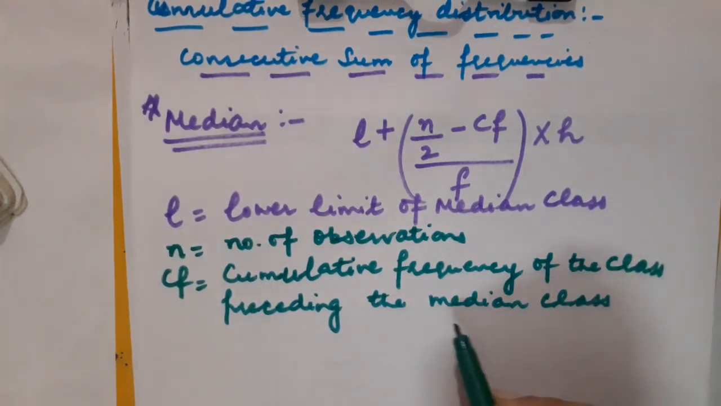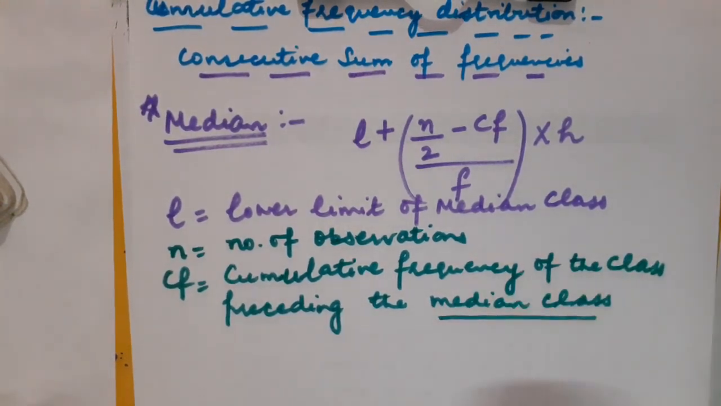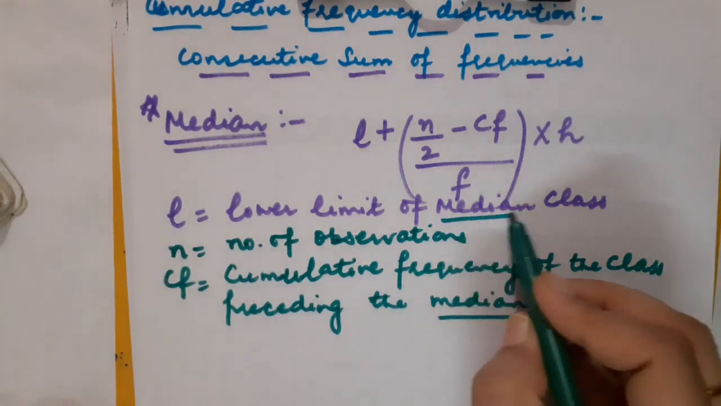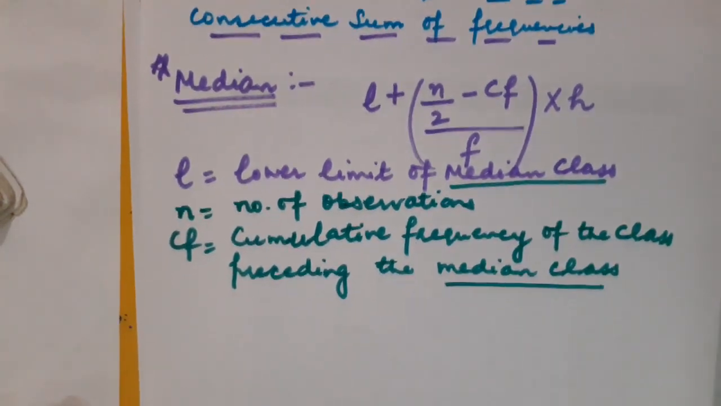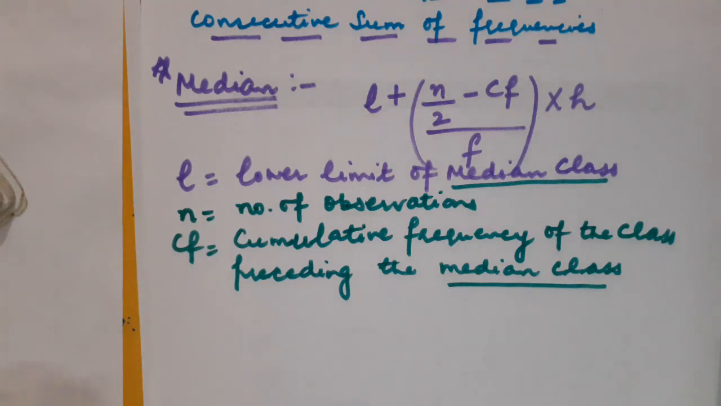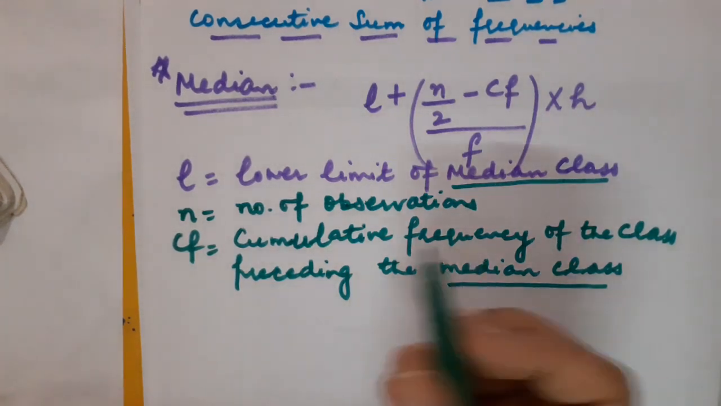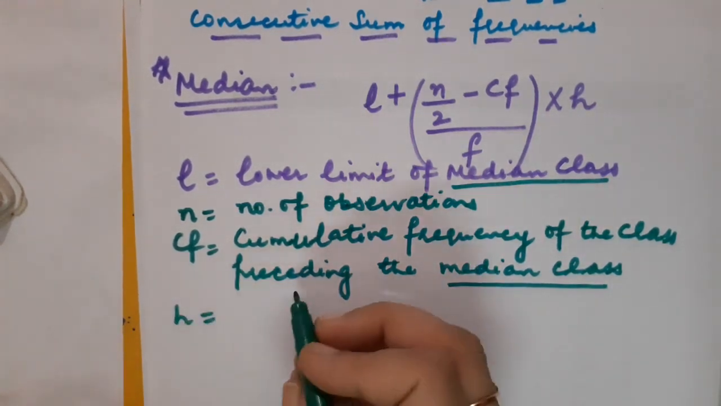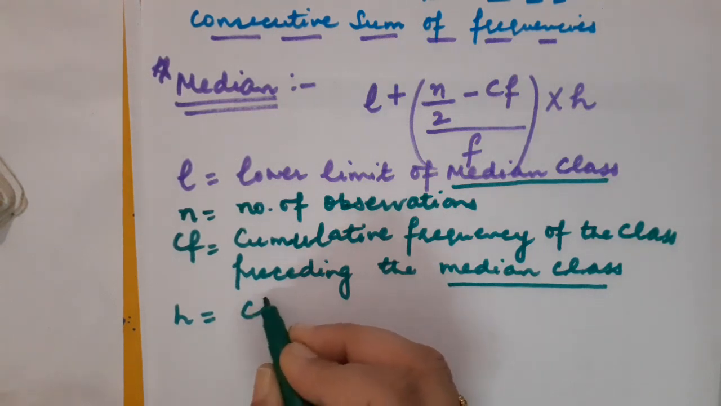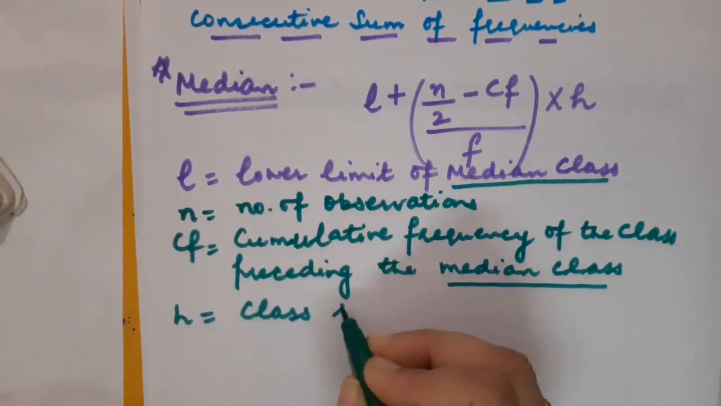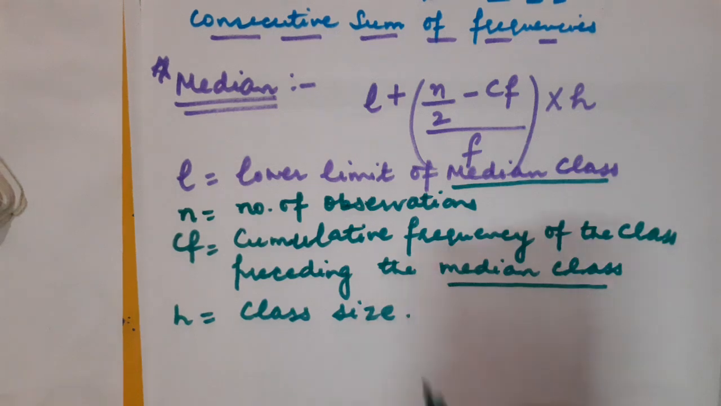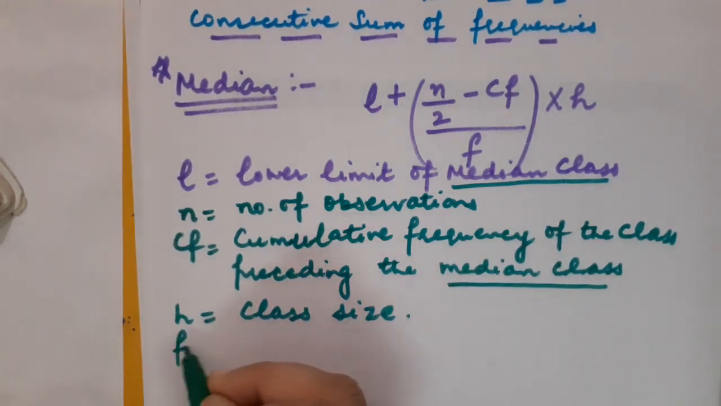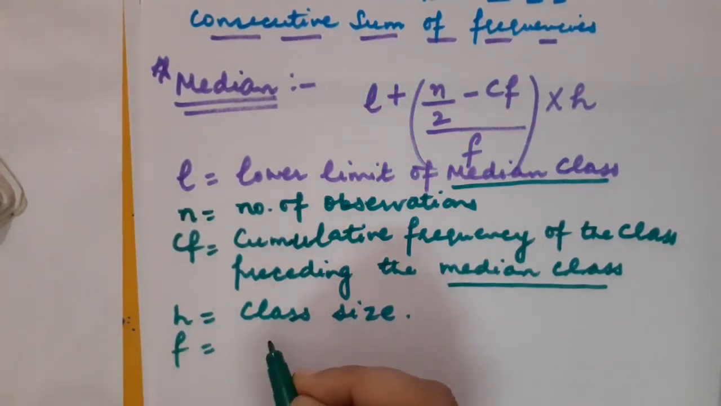Again, you can notice one thing is occurring again and again, that is median class. So this is very important to understand. How can we come to know about the median class? And H you people know very well. This is nothing but the class width or the class size. Correct? F is what? Frequency of the median class.